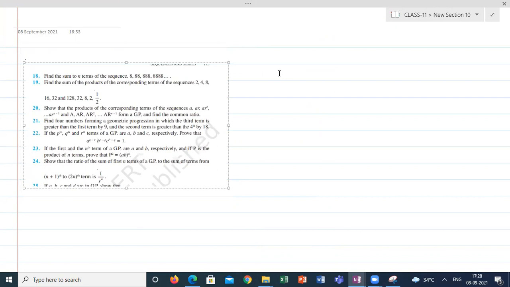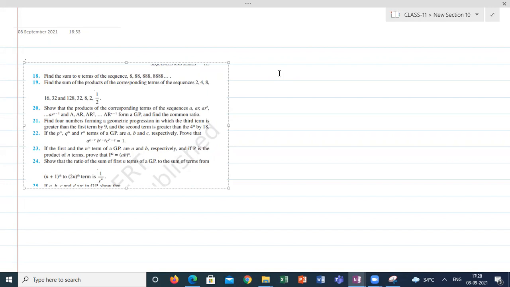Find the sum of the products of the corresponding terms of the sequences 2, 4, 8, 16, 32 and 128, 32, 8, 2, 1/2. What is meant by the sum of the products of the corresponding terms? Anyone? What is he trying to ask? Students, please.